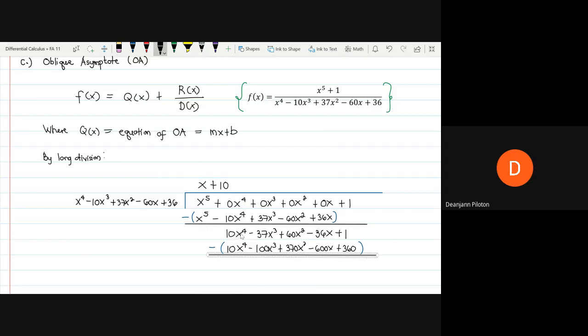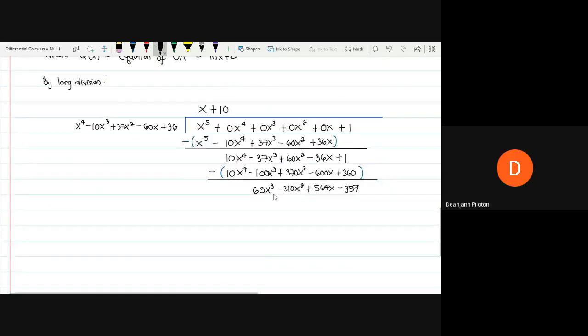So, 10x raised to 4 minus 10x raised to 4, that is 0. The next is negative 37 minus negative 100, so that is 63x raised to 3. Then 60 minus 370, so we have negative 310x raised to 2. Negative 36 minus negative 600x, we have positive 564x, and 1 minus 360, so that is negative 359.